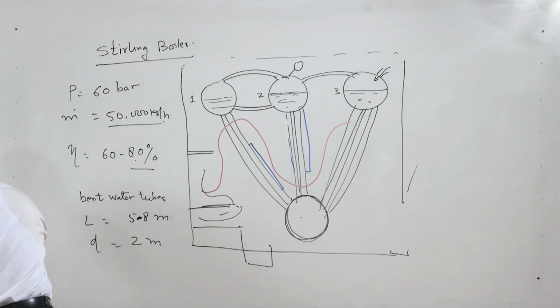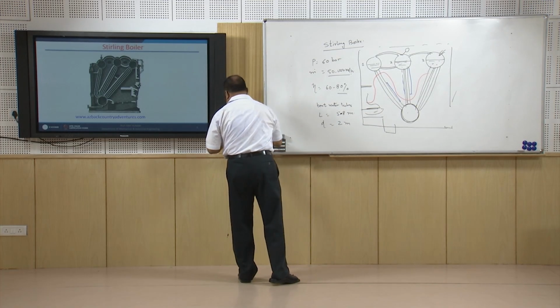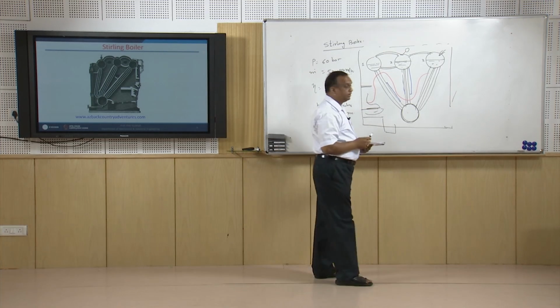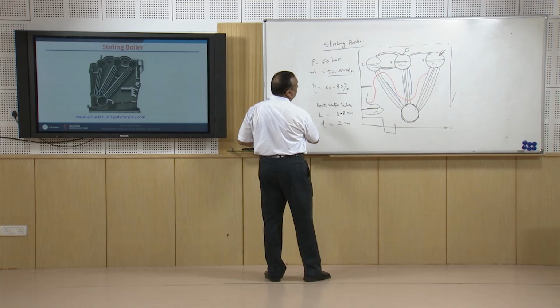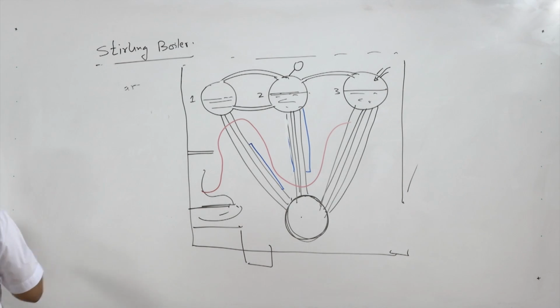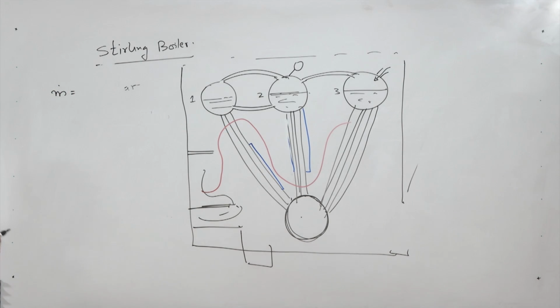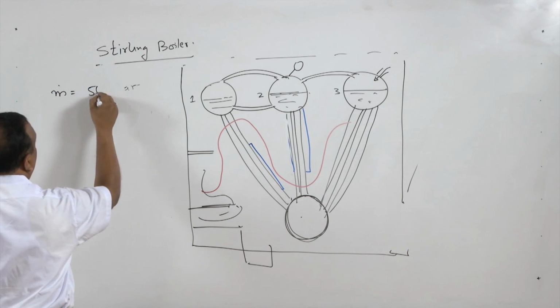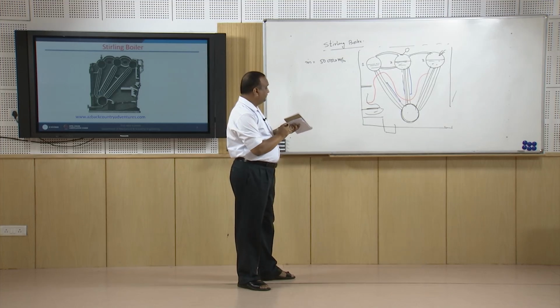Steam is collected here. Now the benefit of this Stirling boiler, the major benefit is the high steam production rate. I'll write the benefits here. The biggest advantage of this boiler is that the mass or steam production rate is very high. As I stated earlier, it can go up to 50,000 kg per hour. That is one thing.